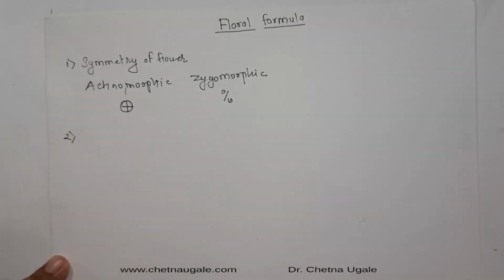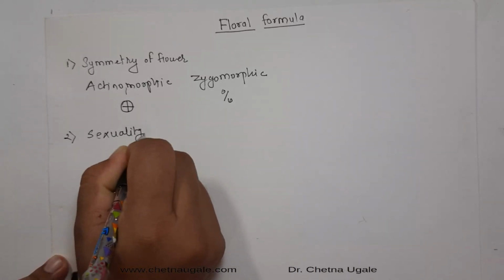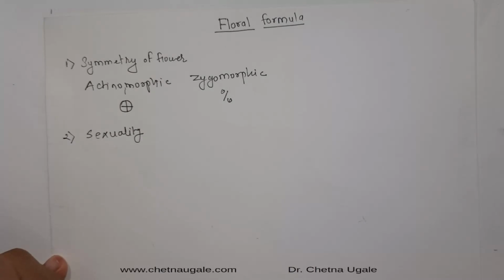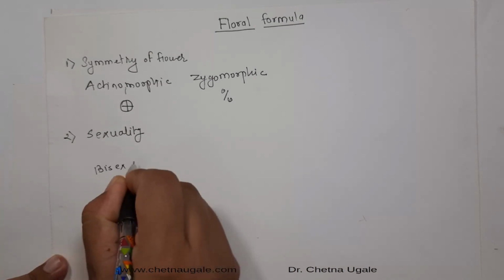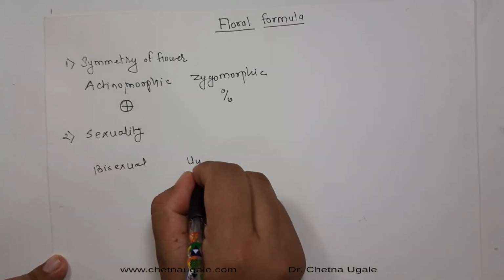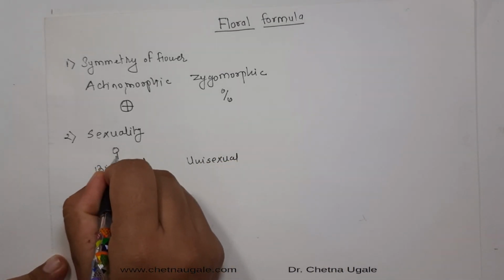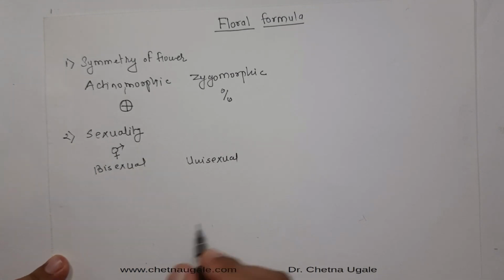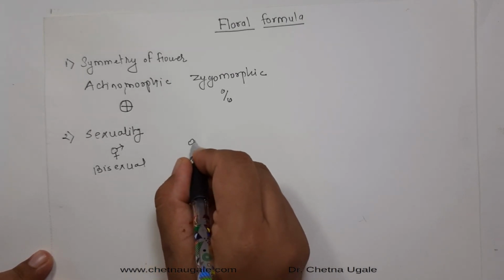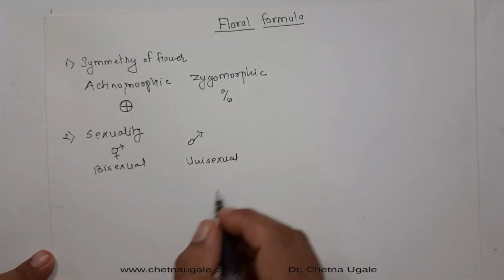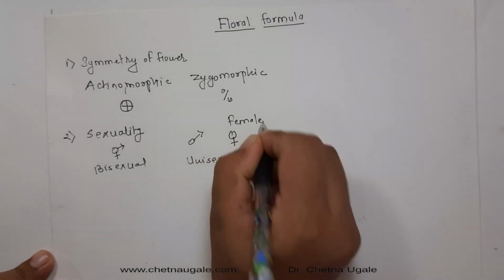Next one is the sexuality. The sexuality of the flower is represented by either bisexual or unisexual. The bisexual flower is represented by this symbol. Well, the unisexual flowers are of two types, male flower and female flower. Male flower is represented by this symbol and the female flower is represented by this symbol.